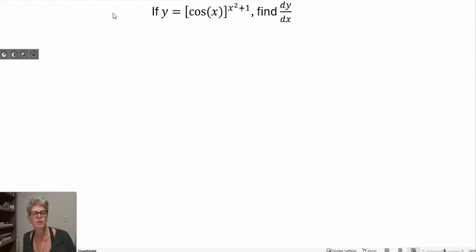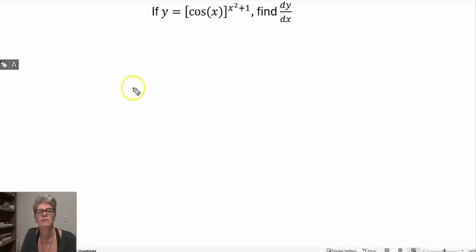Okay, we're going to take the derivative of this using logarithmic differentiation because that's going to be the best way to tackle something like this. If you're going to use logarithmic differentiation, you need to be up to speed on the logarithm rules, and you also need to be up to speed on implicit differentiation.